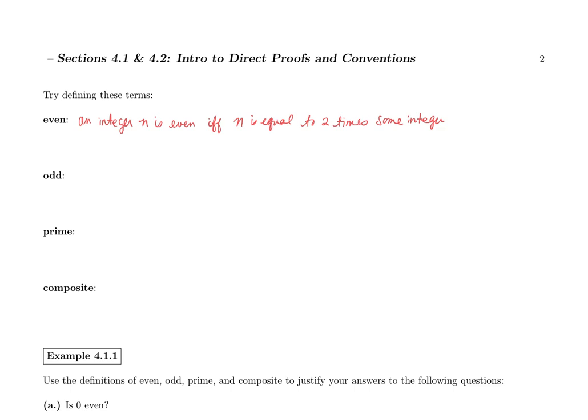So what does this look like as a formal definition? Our formal definition here is going to say, for all n in Z, n is even, and remember, if and only if is that biconditional arrow, there exists some k in Z such that n equals 2k. This is our important definition here for even.